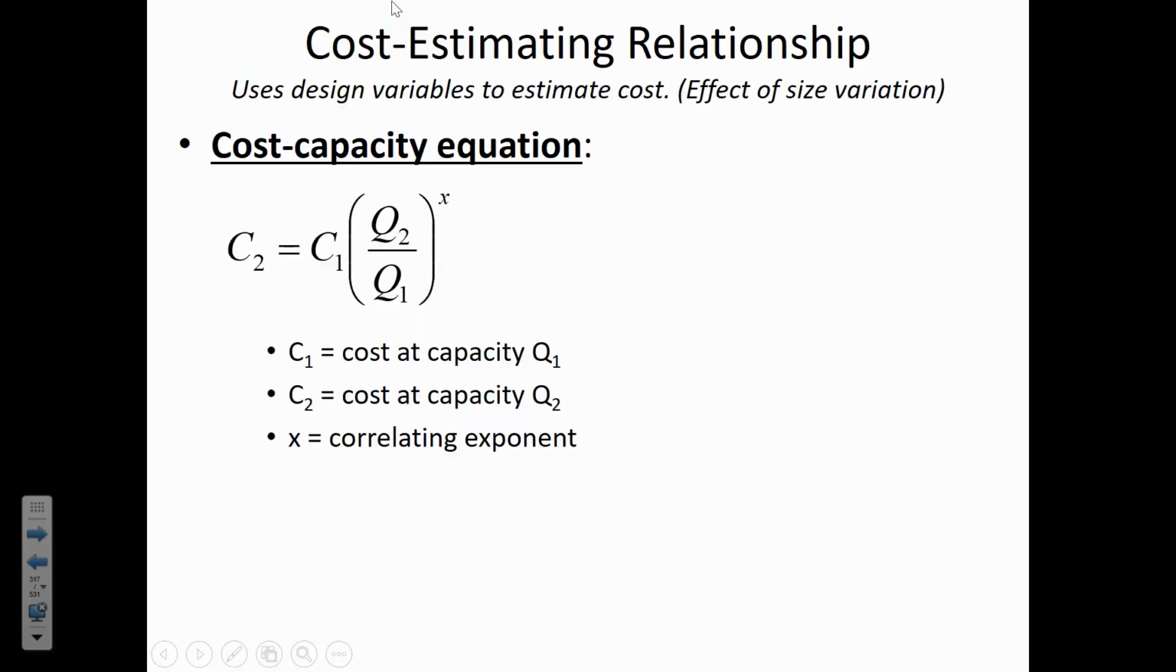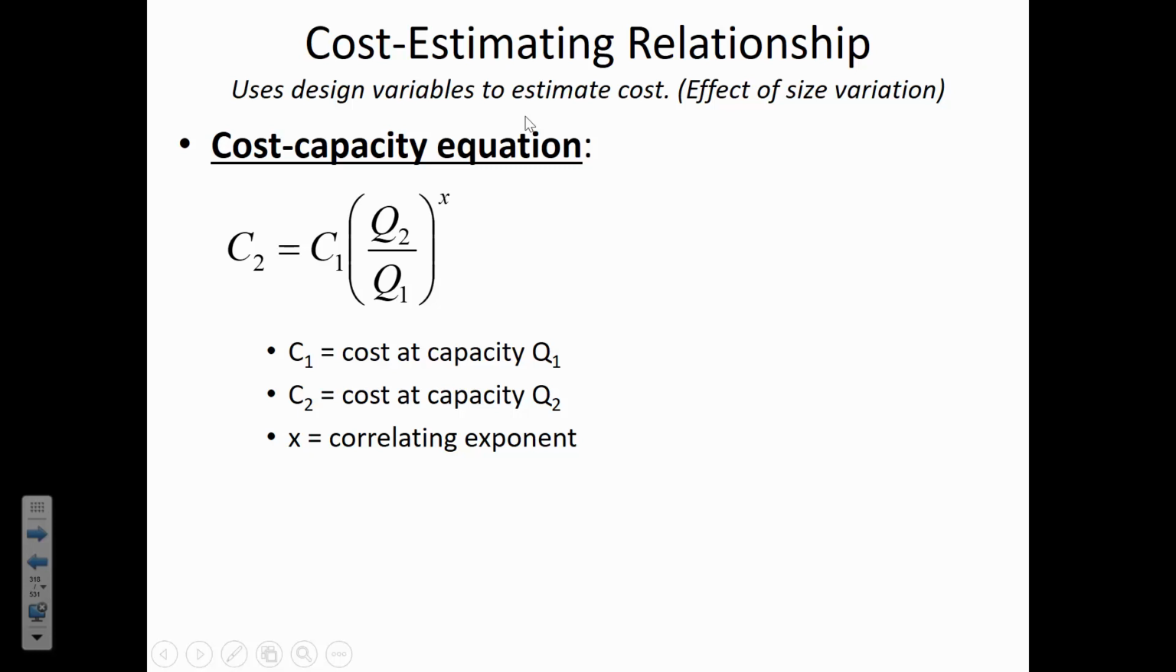And so that's an illustration of a diseconomy of scale. Now the way that we can account for that in a quantitative way is with the cost capacity equation. It allows us to account for the effect of size variation. So think about the things we've done so far. We've talked about how time can be accounted for with indexing. This is saying that size can also be accounted for.